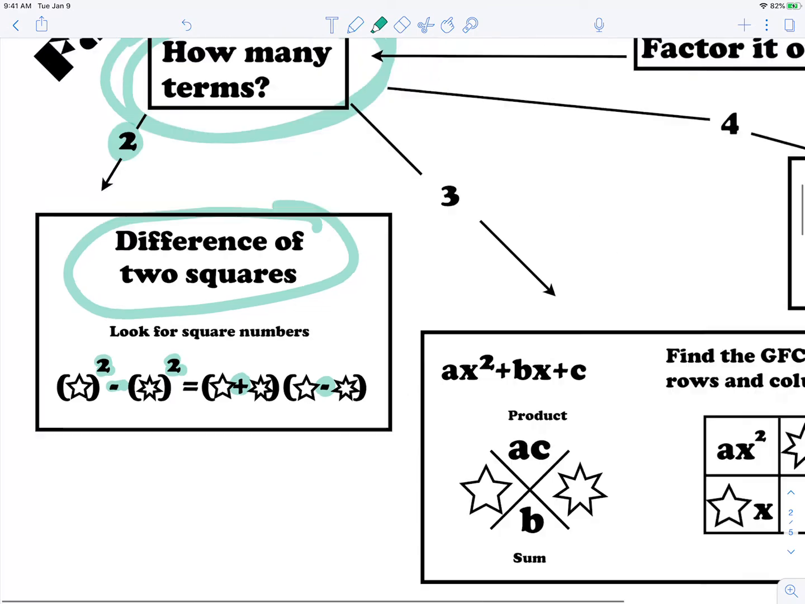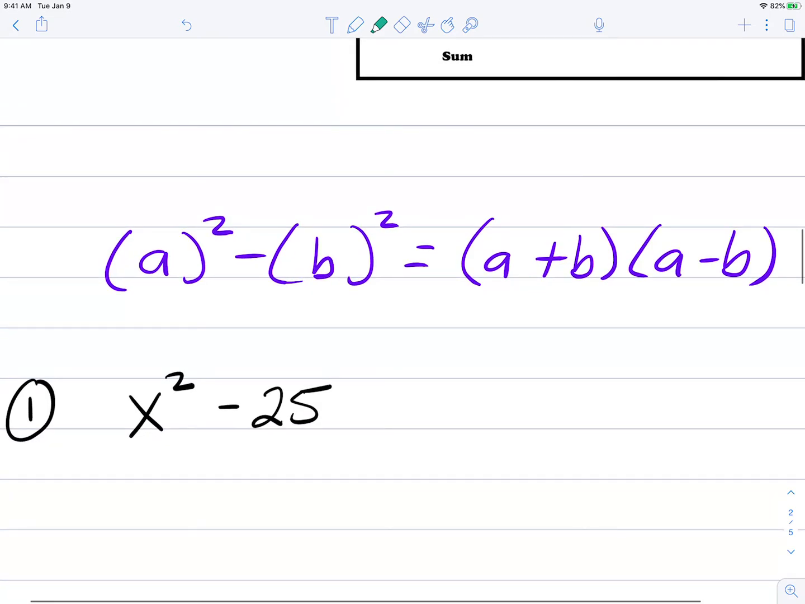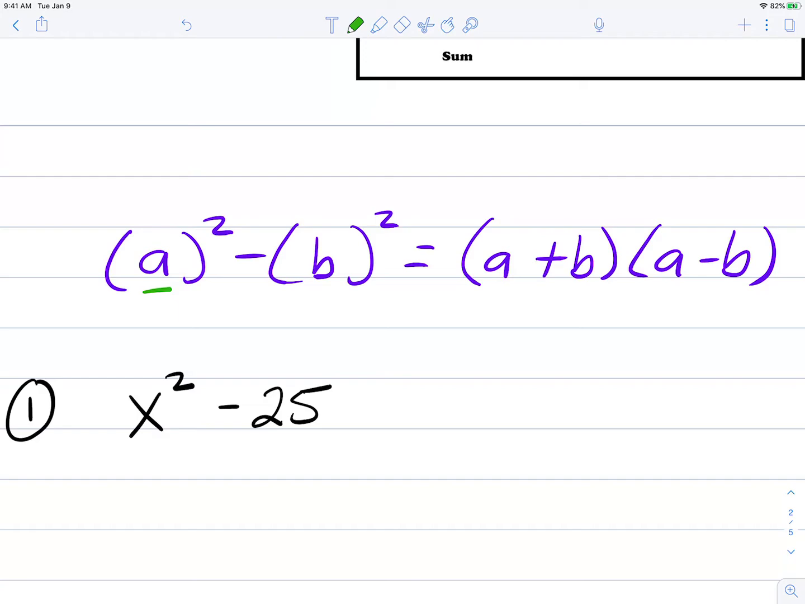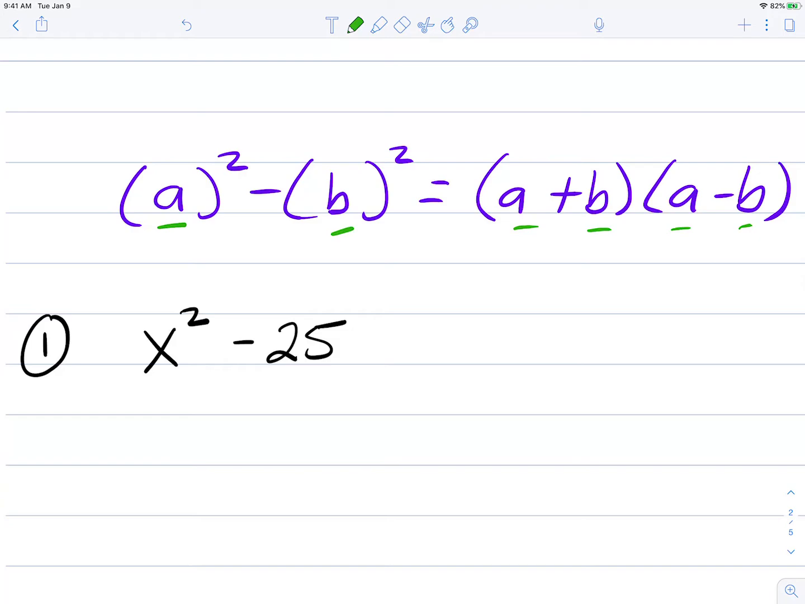So I'm going to show you how this works. The generic version, since I can't draw squares like that, is using a's and b's. So it's a squared, something squared, minus b squared, something squared, and we end up with a plus and a minus binomial. So let's actually practice that. So x squared minus 25. x squared is just x squared, and 25 is 5 squared. And there's a minus sign in between there.